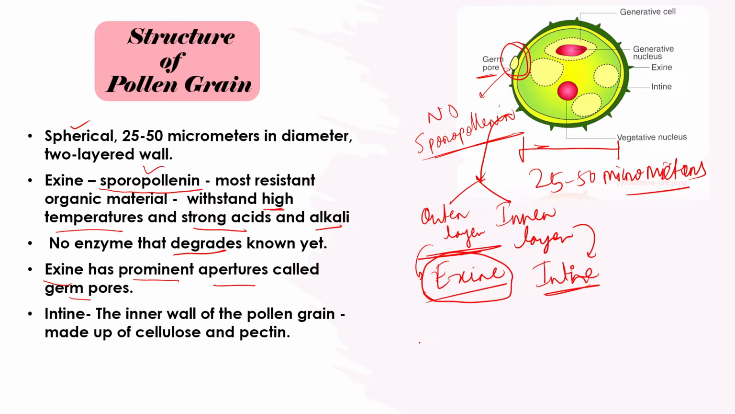Let us talk about the inner layer of the pollen grain. The inner layer is made up of cellulose and pectin, and it is called the intine. That is the reason it is not as strong as the sporopollenin, I mean to say the exine. The main role of the intine is to produce the pollen tube.